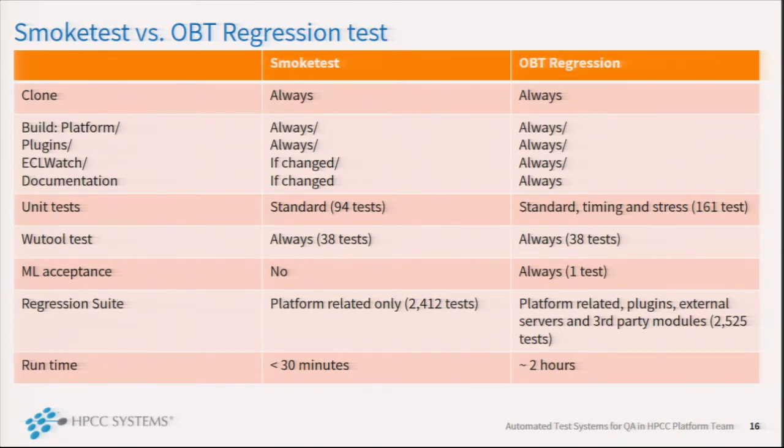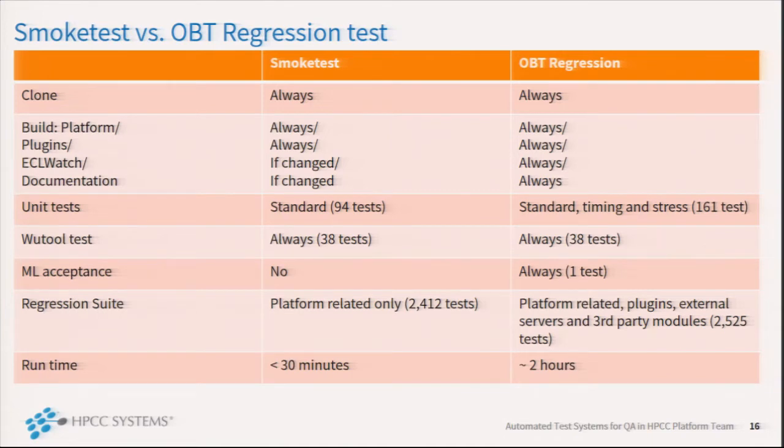For unit tests, we have standard unit tests, which take a couple of minutes to execute, but we also have some timing and stress tests, and this execution takes 2.5 hours. So we can afford to run the smoke test every day, once a day. The work unit tool is the same. Machine learning, we don't execute the machine learning test yet, but somebody asked me to do that, because the machine learning test is quick, and it tests a particular part of the system. So yes, and the regression suite.